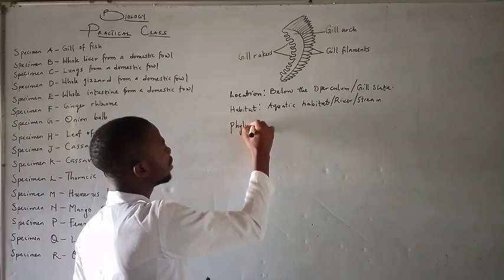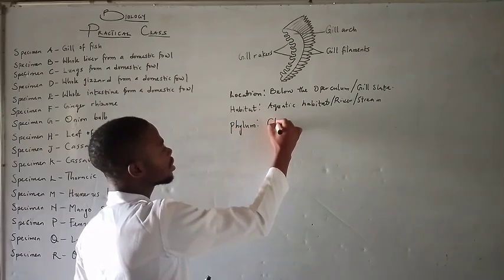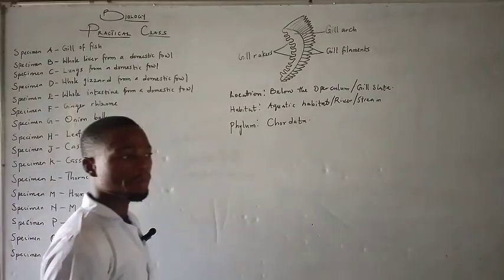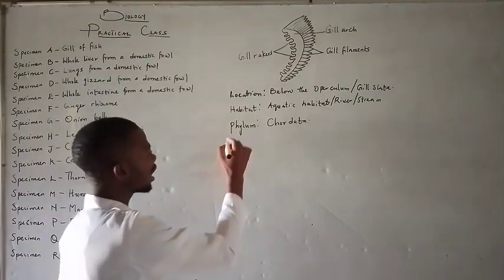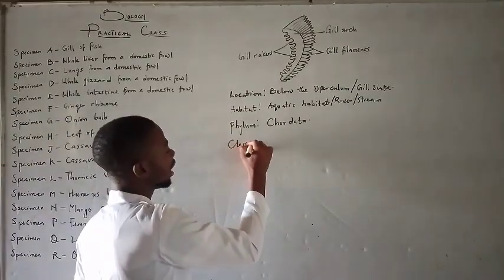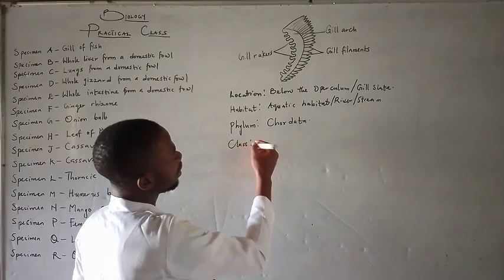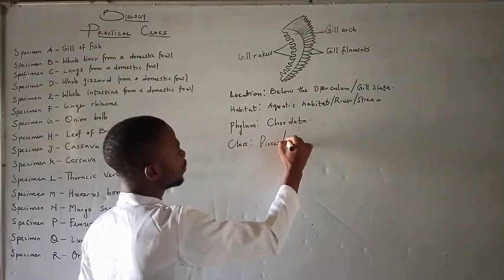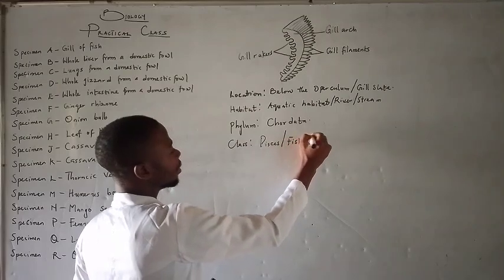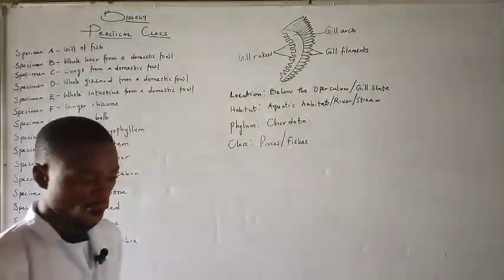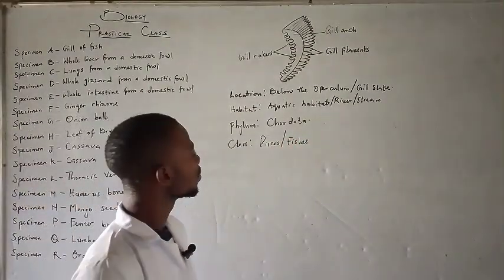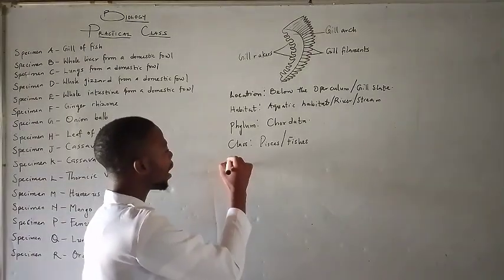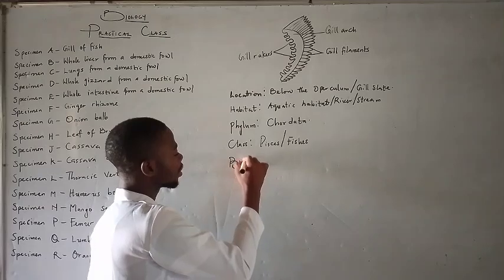The next thing, let's talk about the phylum of the specimen. The phylum is Chordata. That means they have a backbone. The class of the specimen now. The class is class Pisces, or fishes.